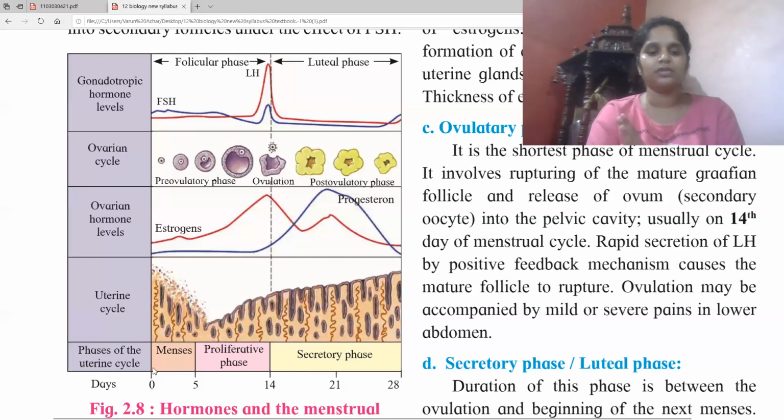So from day 1 to day 5 you are going to have your menses. Menses means the shedding of the endometrium. This is also called the menstrual phase. That is when females start using sanitary products like sanitary napkins and tampons, so as to make sure that the blood stays out.